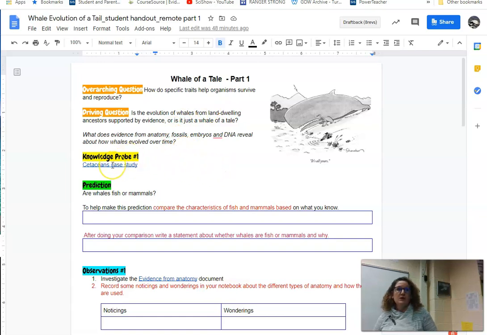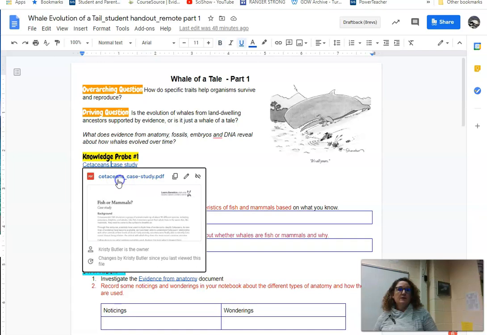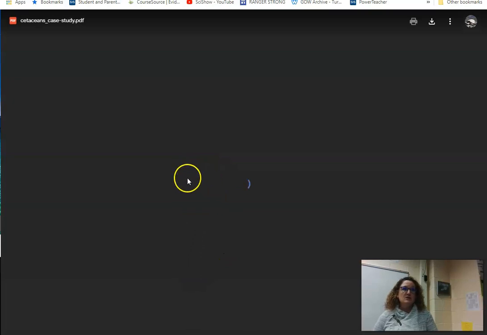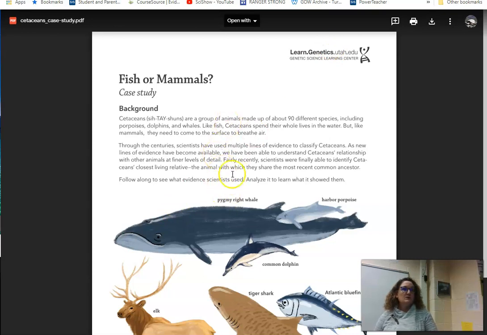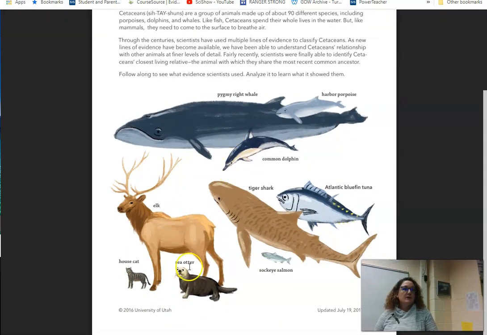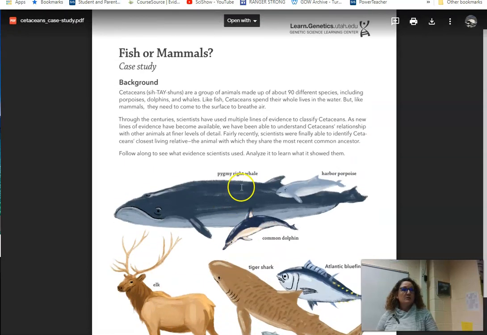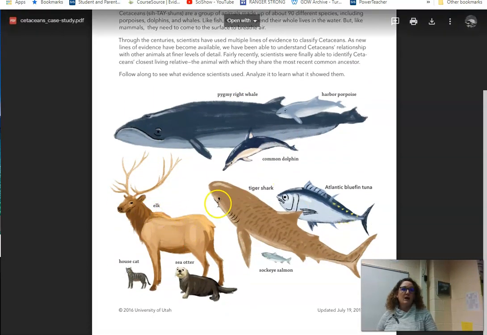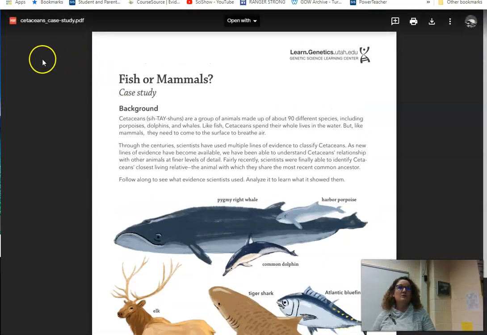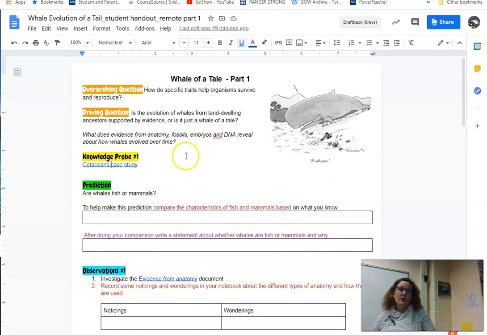The first thing that you're going to do is take a look at this case study. There's some information here that you'll look at and read. It gives you some background on whales, which are cetaceans. As it's loading, it gives you a little bit of background on the evidence that we're looking at. These are some of the other ancestors that are thought to be close relatives to them. We're looking at how that could possibly be and who might be a closer relative to our whales. So first, think about differences between fish and mammals. Just answer that. And then think about whether whales are fish or whales are mammals.